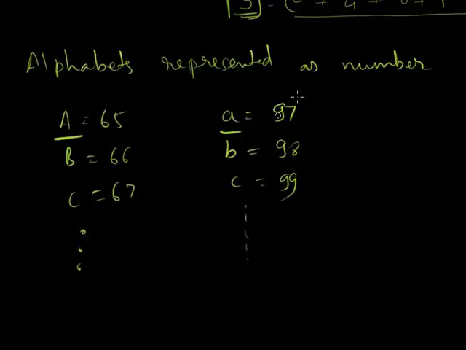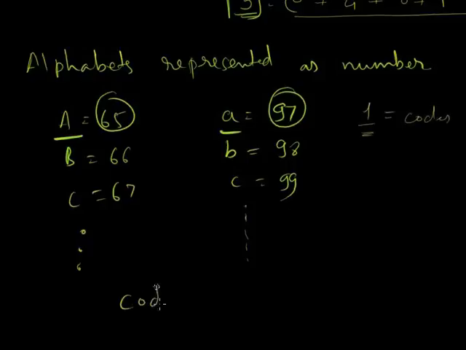So every symbol is represented by such a code, all the symbols you see on your keyboard, and sometimes even the numbers are also represented as codes. These codes are called ASCII codes. ASCII, American Standard Code for Information Interchange. It would be better if I write it.